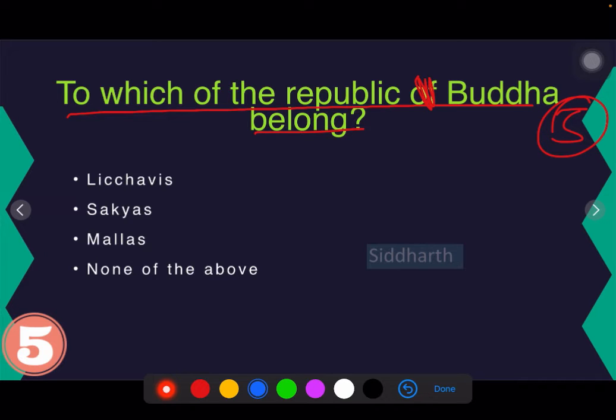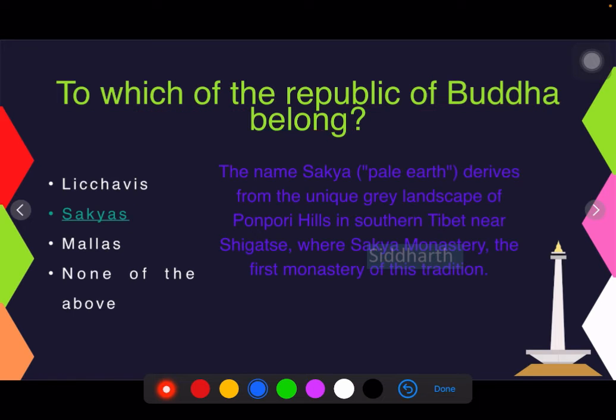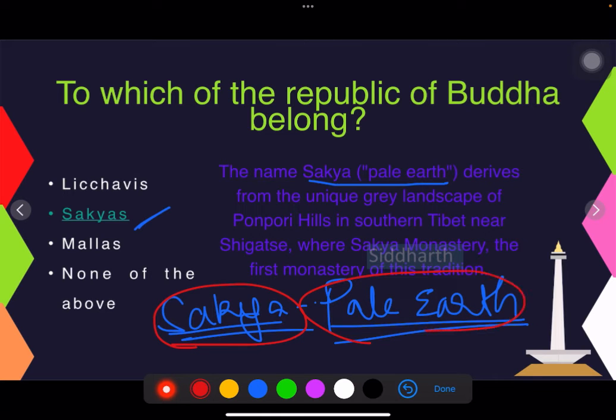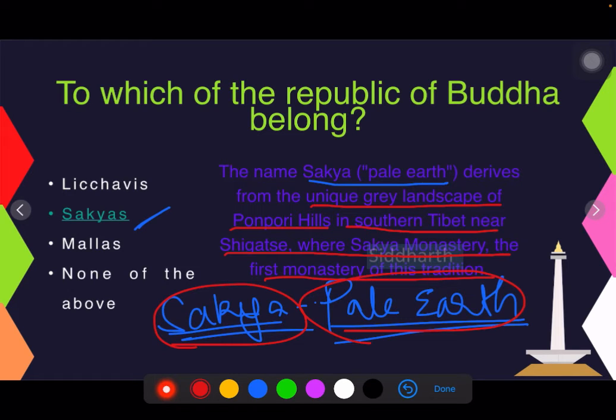Time's up. Okay, the Republic's answer is Sakyas. Sakyas is the correct answer. The name Sakya means pale earth. Remember, Sakya means pale earth. It derives from the unique grey landscape on Ponpori Hills in southern Tibet near Shigatse, where Sakya Monastery, the first monastery of this tradition, is. Okay. Buddha belonged to the Sakyas.